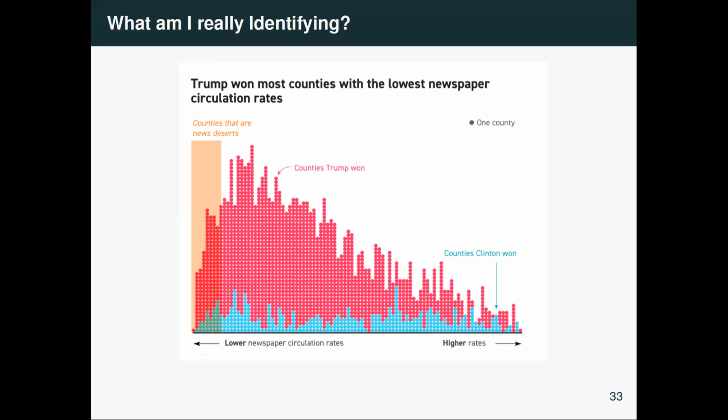But this highlights the idea to really understand what you're trying to identify, and really understand what the data is telling you. Is it just a population map? Are you just measuring population here?